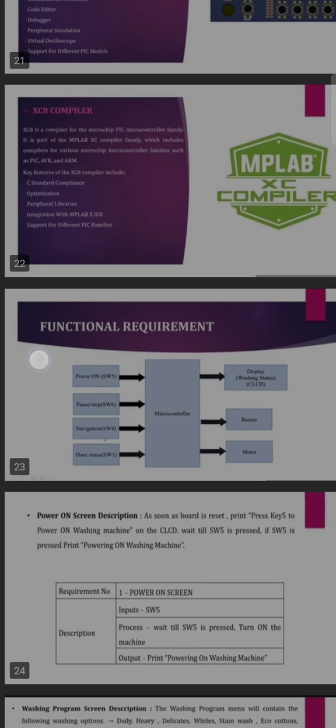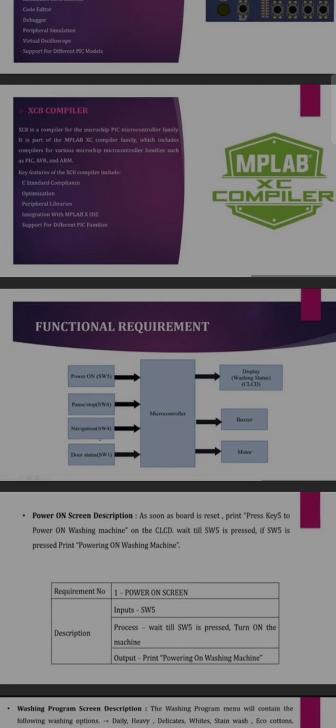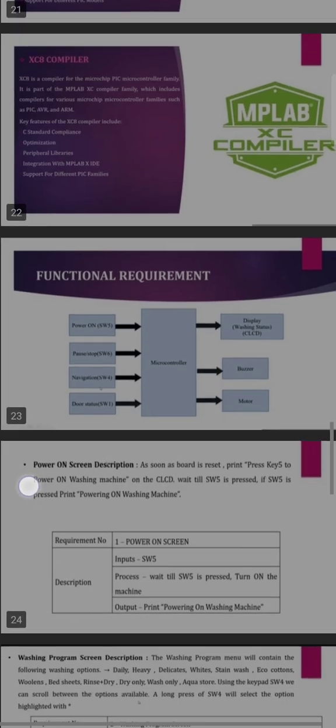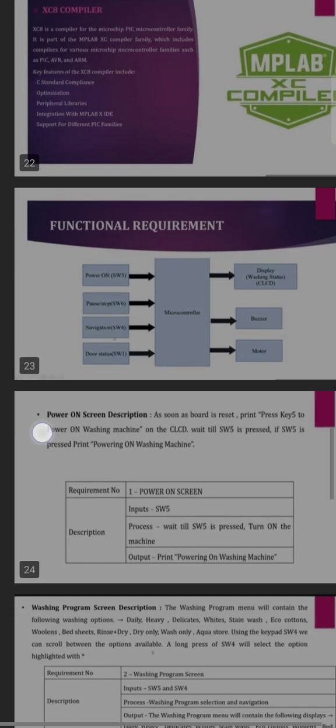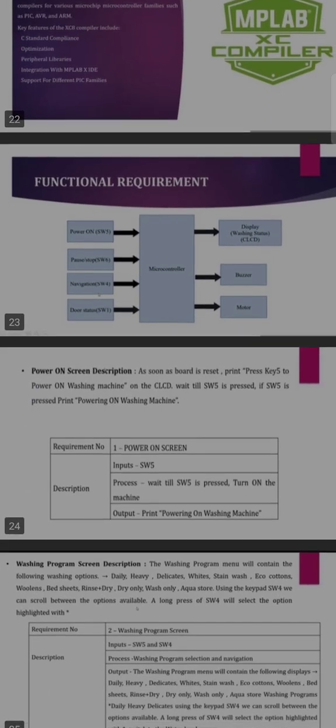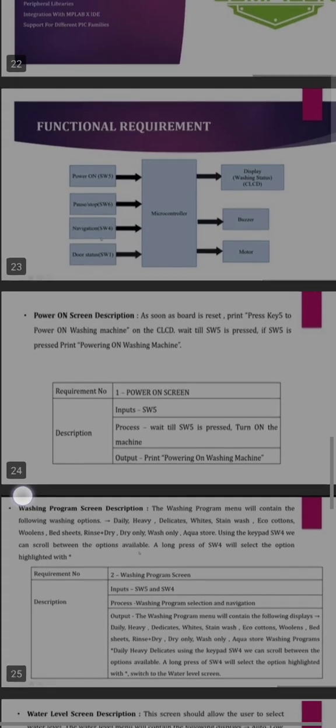Functional requirement. In the middle there is a microcontroller, power on switch 5, pause or stop switch 6, navigation switch 4, door status switch 1, display washing status, buzzer, motor. These are all the functional requirements to implement the washing machine.